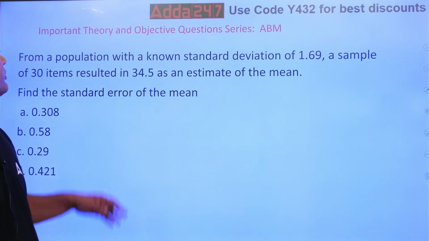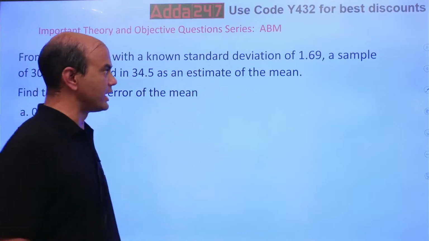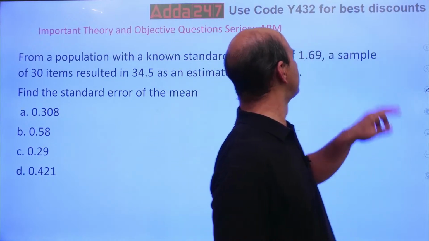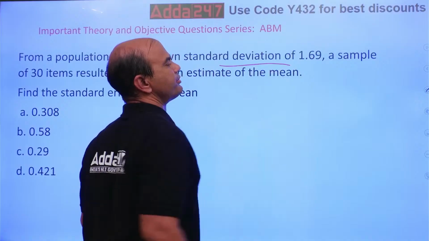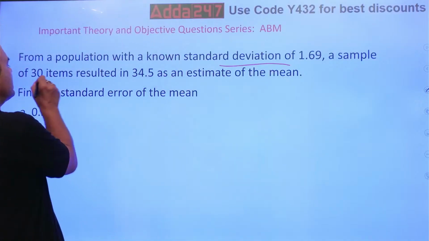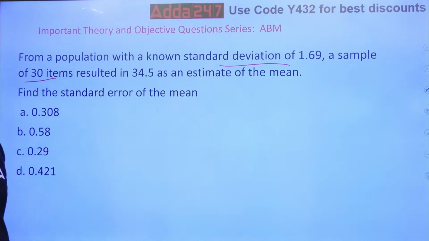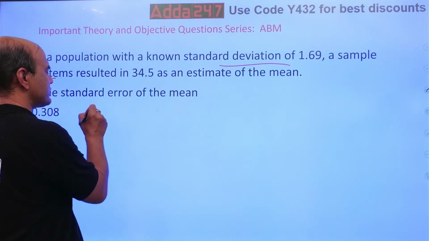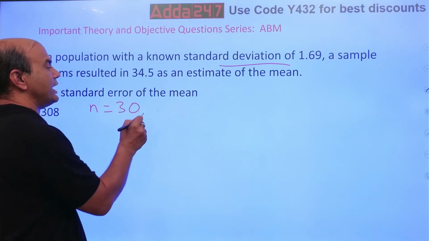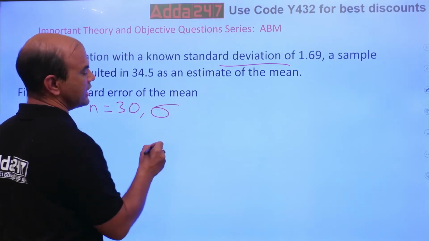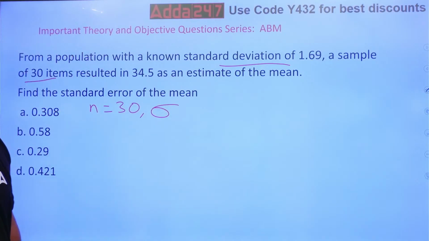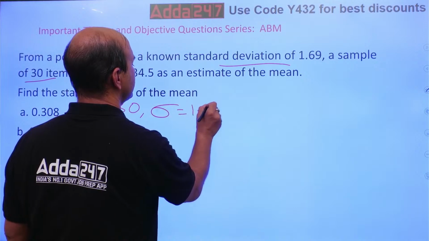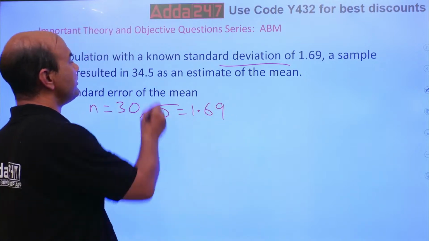Okay. Population with a known standard deviation is given. Standard deviation is known. Sample of 30. N is known. Now let's write this one by one. See this. N means number of samples, so N equals 30. Standard deviation, that is known as psi. Psi is written like this. This is the Greek alphabet. Psi equals what is given? 1.69.